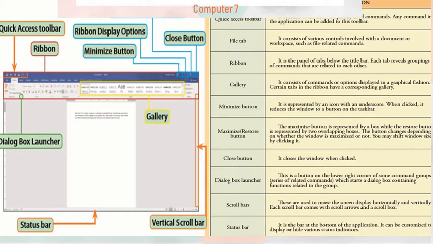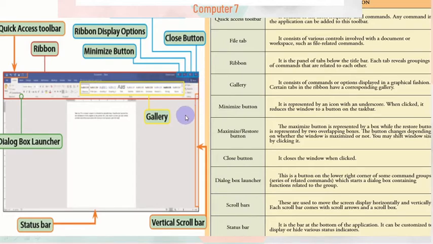The maximize or restore button is represented by a box. The restore button is represented by two overlapping boxes. The button changes depending on whether the window is maximized or not. You may shift by clicking it. The X button, which is the close button, closes the window when clicked.